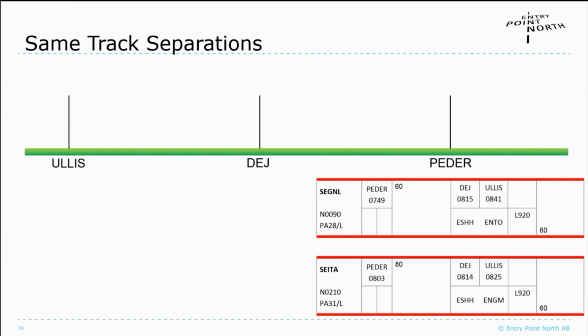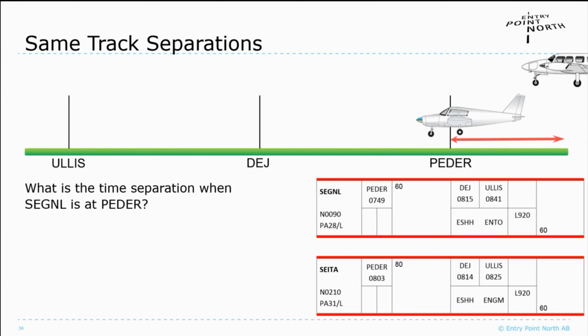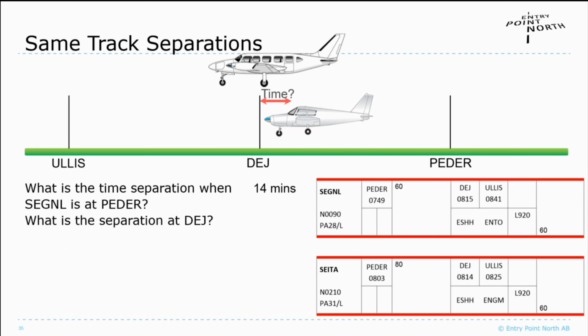So let's look at another way of envisaging what these aircraft are doing. So we have Sierra November Lima crossing Peta. What is the time separation between these two aircraft? Well, we saw that Sierra November Lima is there at time 49, and Sierra Tango Alpha is going to be there at time 03. So we have 14 minutes flying time between these two aircraft. What about when they get to Dea? Well, when they get to Dea, Sierra Tango Alpha, remember, has just overflown Sierra November Lima, and they cross at time 14. So the first time, when we looked at the separation at Peta, we were basing it on Sierra November Lima's time.